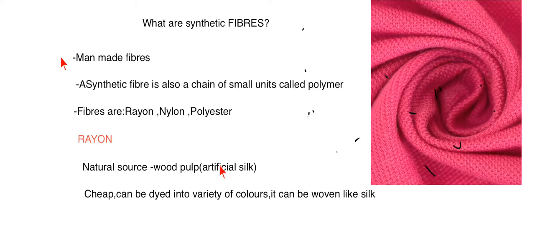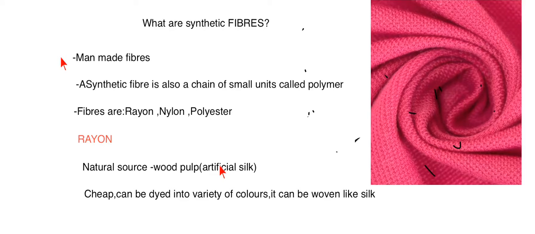Then came this material called rayon. It is also known as artificial silk. It looks like silk and has many of the properties of silk. It can be woven like silk. It can be dyed into a variety of colors. It looks like silk. Its texture is like silk.